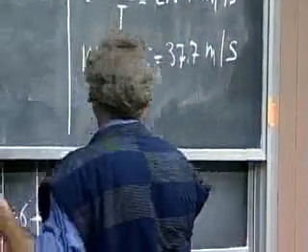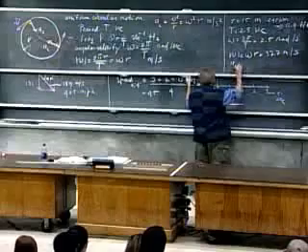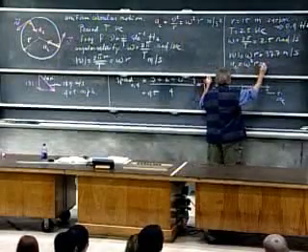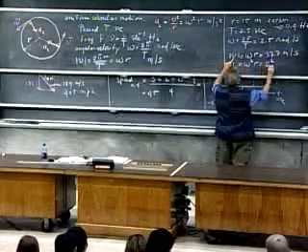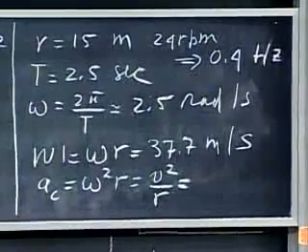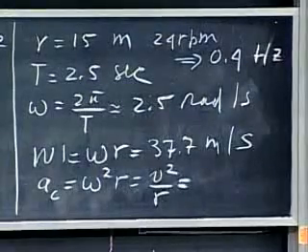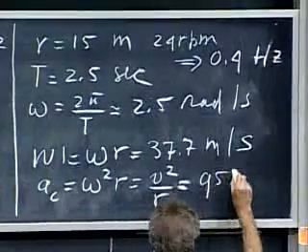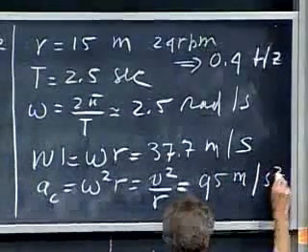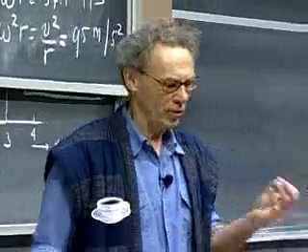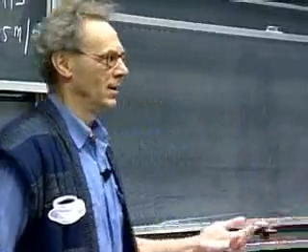What, of course, the goal is for NASA, what is the centripetal acceleration? That is omega squared. Or if you prefer to take v squared divided by r, you'll find, of course, exactly the same answer if you haven't made a slip, and that is 95 meters per second squared. And that is about 10 times the gravitational acceleration on Earth, which is really phenomenal.